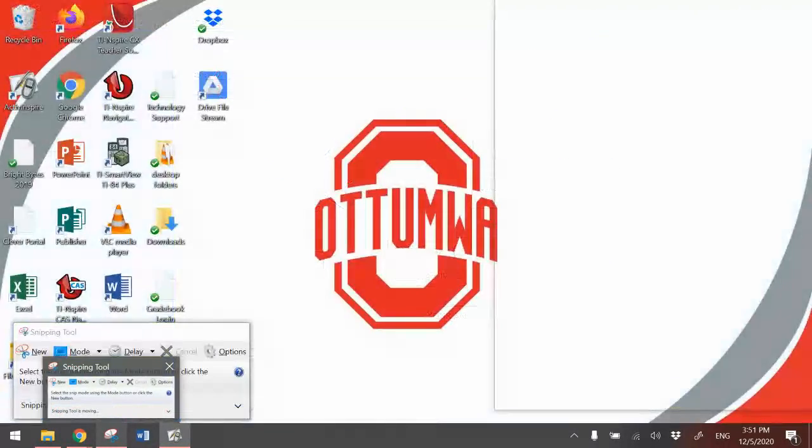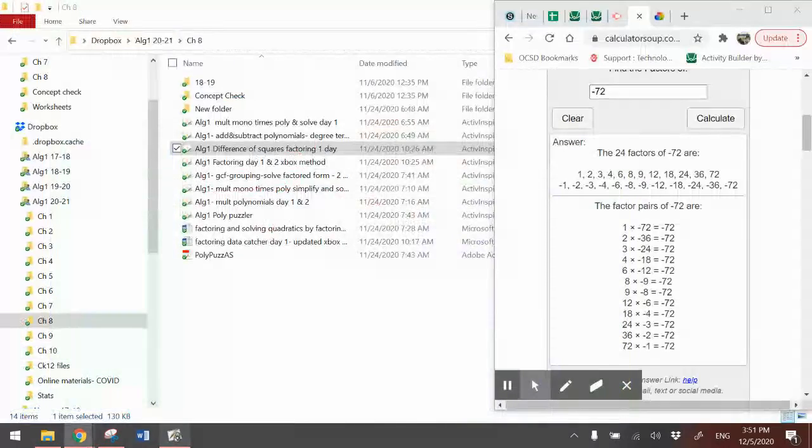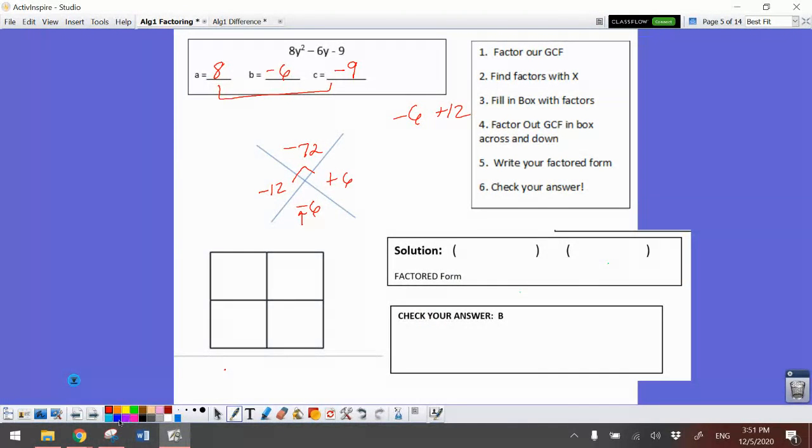All right, so the way we start filling in our box is we start with our first term, so our 8y squared, and we fill in our A term and our C term. Then we know we're going to have a variable, so let's throw our variable in, and our factors, the negative 12 and the positive 6, are going to fill in on my diagonal, okay? And then I am factoring out the GCF.